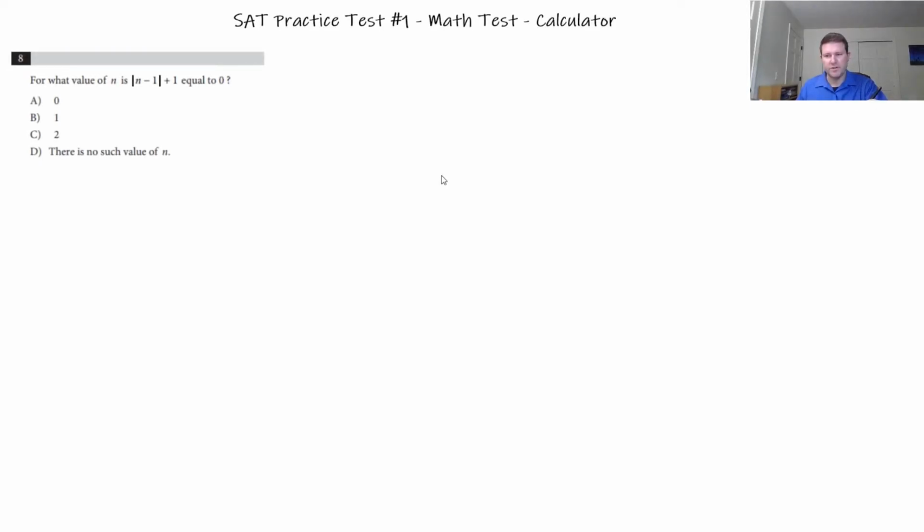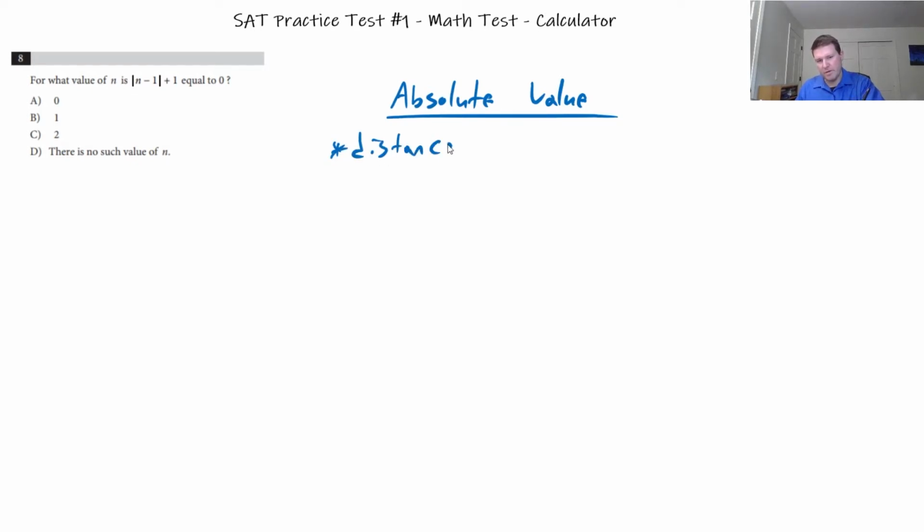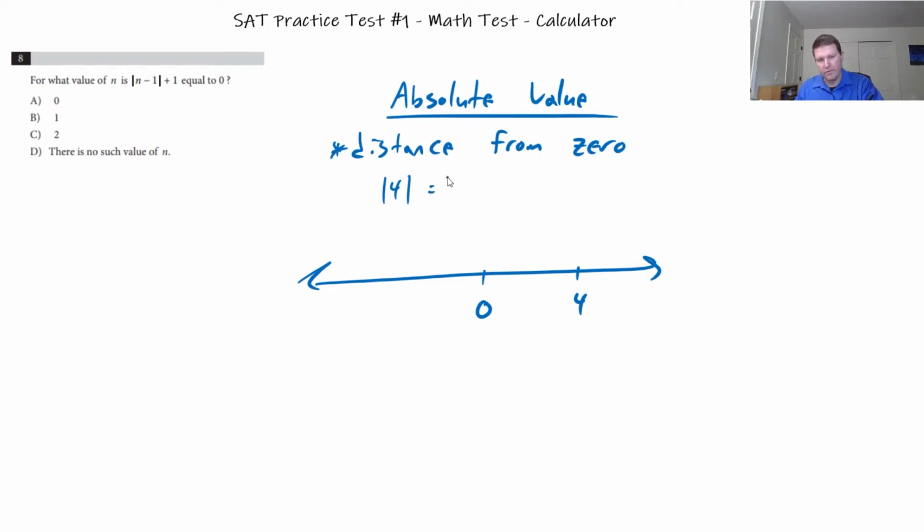Number 8 actually gets a lot of people, so I'm going to do a bit more thorough review of this one. It's not going to take that long, but I'm going to do a quick refresher on what absolute value is. Absolute value is just the distance that a number is from 0. I like to use this example. If I have a number line here and here's 0, and I want to know the absolute value of 4, that would just be 4, because it's 1, 2, 3, 4 units from 0, right?